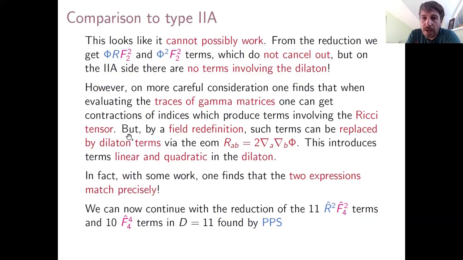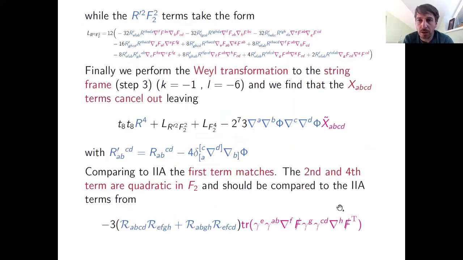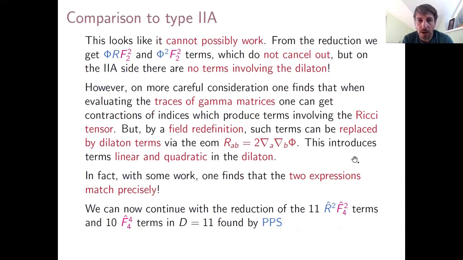But those can actually be replaced by terms involving the dilaton by field redefinition, because the lowest order equation of motion, the linearized equation of motion, looks like this. So the Ricci tensor is twice the second derivative of the dilaton. That's the linearized equation of motion, which is all that's relevant here, because we're neglecting all higher order terms. So that means that by field redefinition, you can replace the Ricci terms by derivatives of the dilaton. So in that way, you will generate dilaton terms here in the type 2A result. So that can potentially resolve this tension.